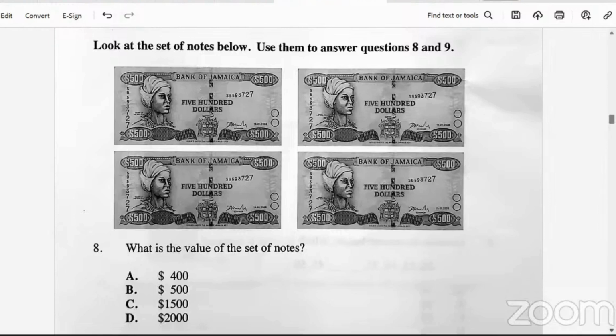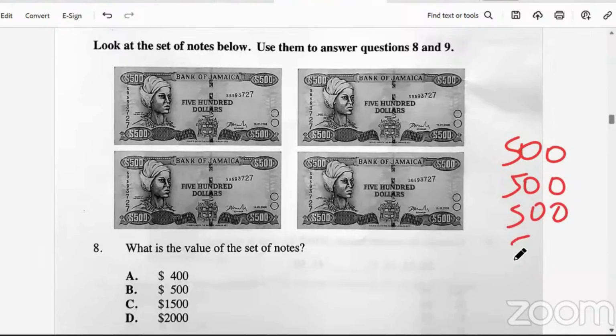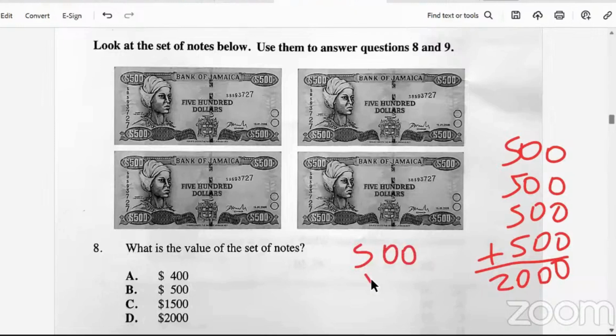We could do this in 2 ways. We could add all of them. All right, so we could say 500, 500, 500, 500, and we could add all of them. 0, 0. 5 plus 5 is 10, plus 5, 15, plus 5, that's 20. That's one way to get our answer, or we could have done 500 multiplied by 4. 4 times 0 is 0, 4 times 0 is 0, 4 times 5 is 20. All right, so the answer is D, 2000.